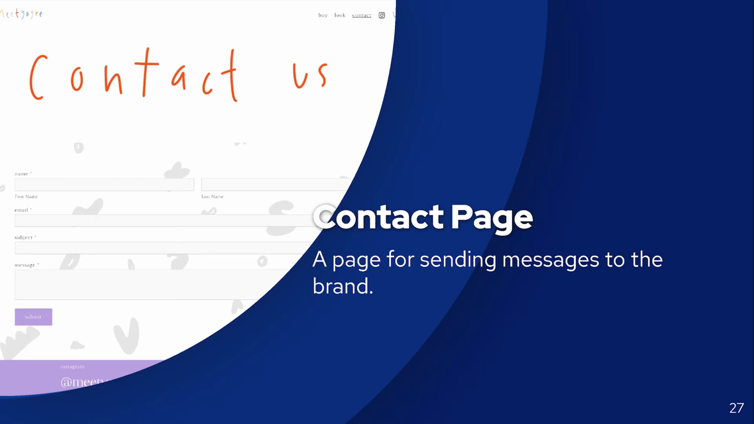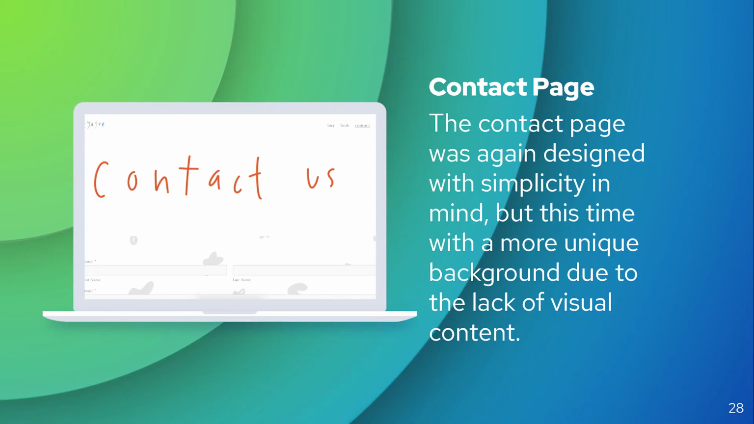And then finally we have the contact page, which is where people can send messages to the brand. And this page again was designed with simplicity in mind, but this time with a more unique background due to the lack of visual content that was present on the page, because it's really just some text boxes. So the background was a good chance to make it a little bit more interesting.